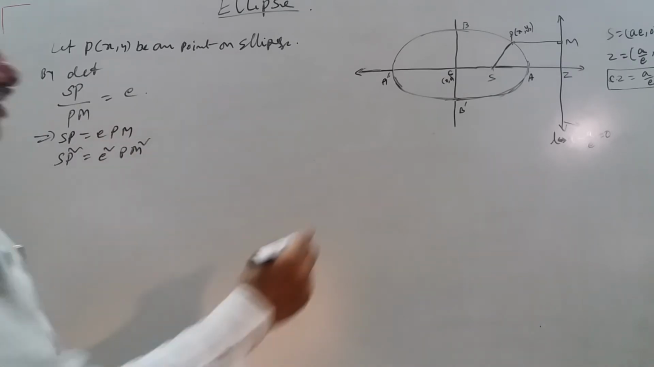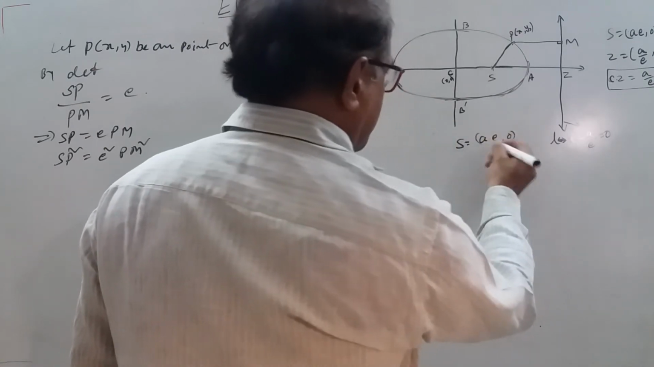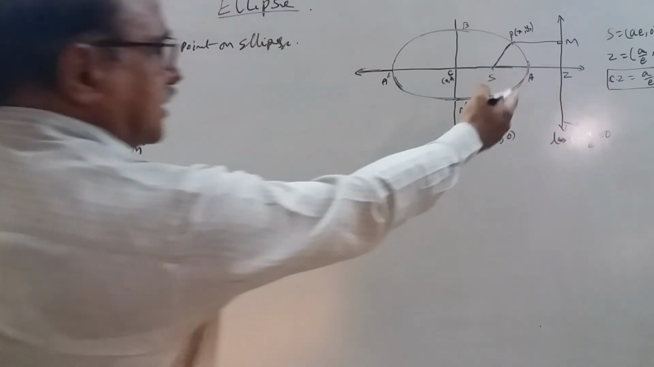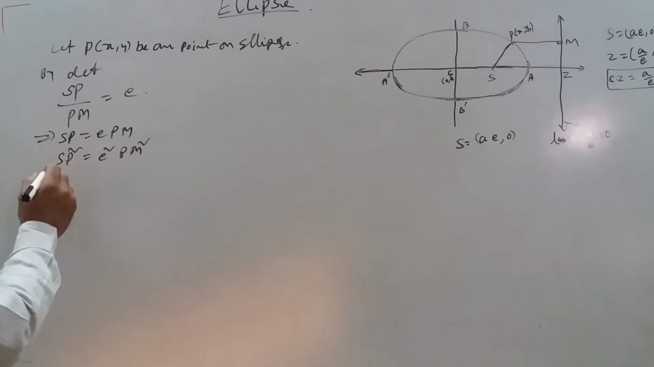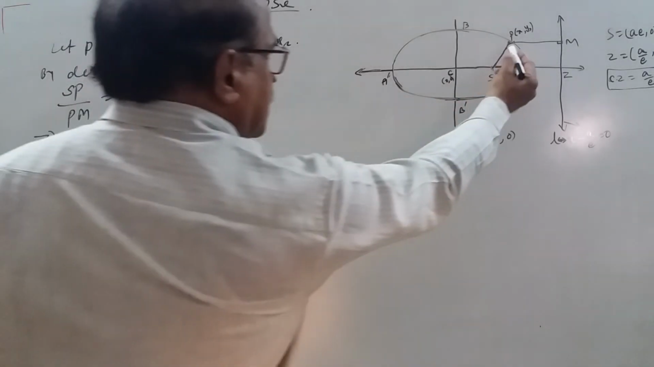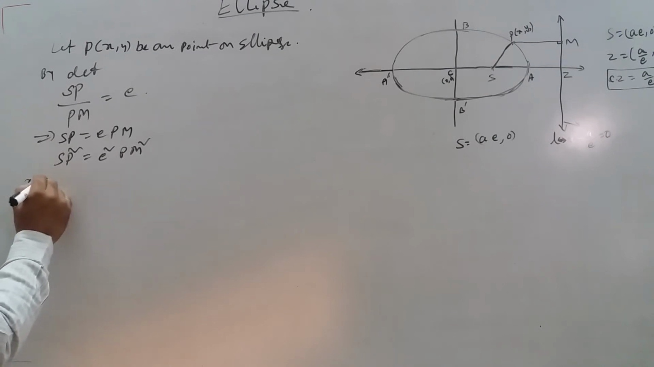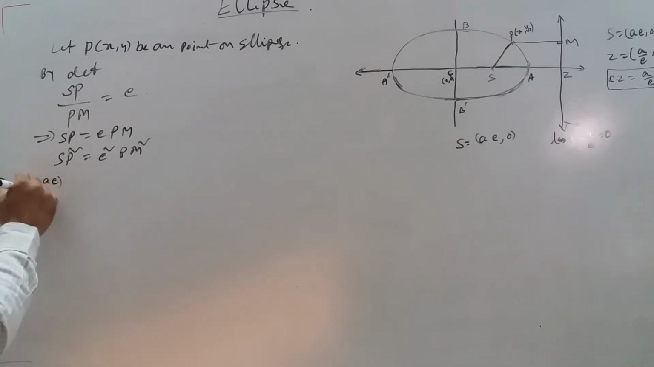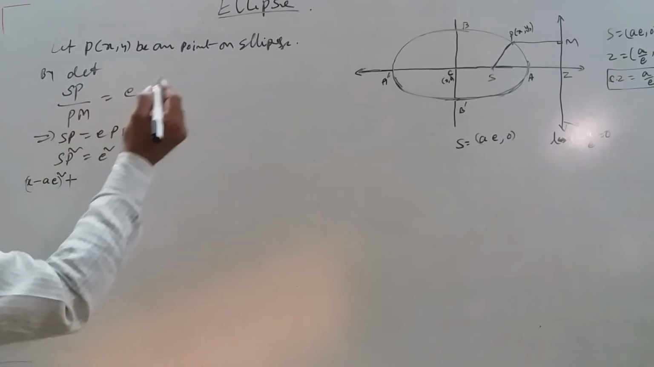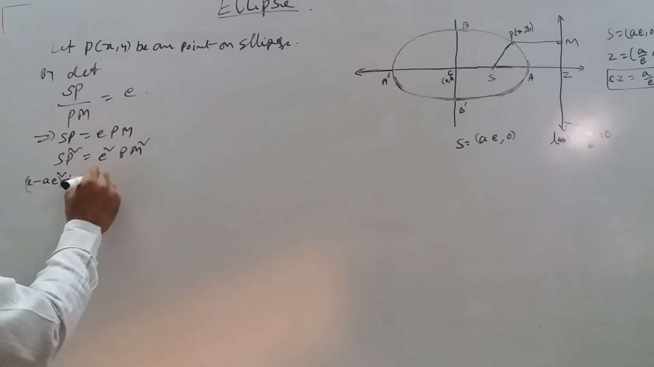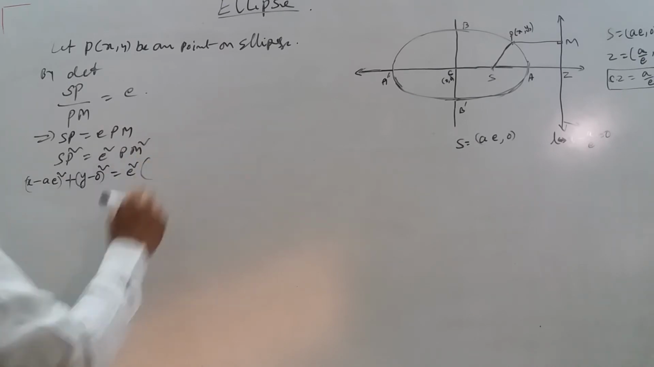By using that, what are the coordinates of S? S is equal to (ae, 0), already proved, and CZ is equal to a by e. That means Z is equal to (a by e, 0). Using the distance formula for SP, the distance between S and P, we get (x minus ae) whole square plus (y minus 0) whole square is equal to e square into PM square.